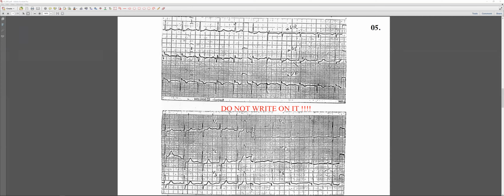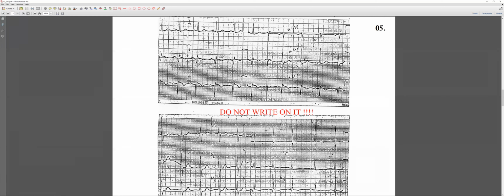What can I see? Oh, sorry. Heart rate is 1, 2, 3, 4. So about 75. Okay, good. Normal. Yes. I see pathological Q in 2, 3 in AVF.